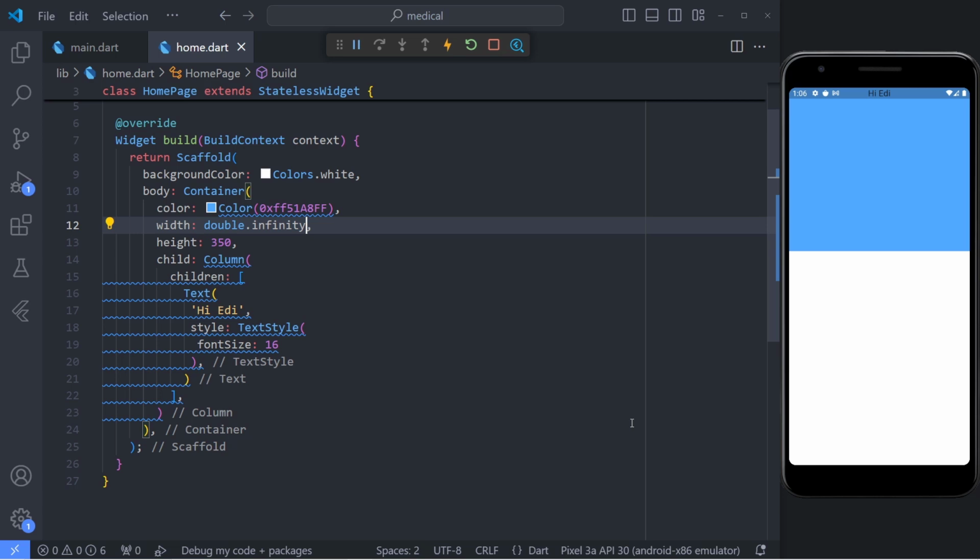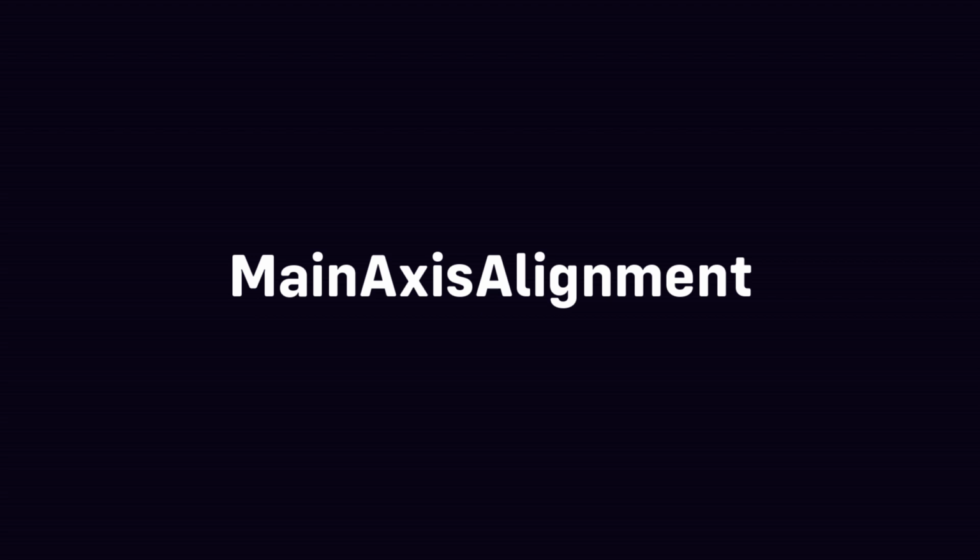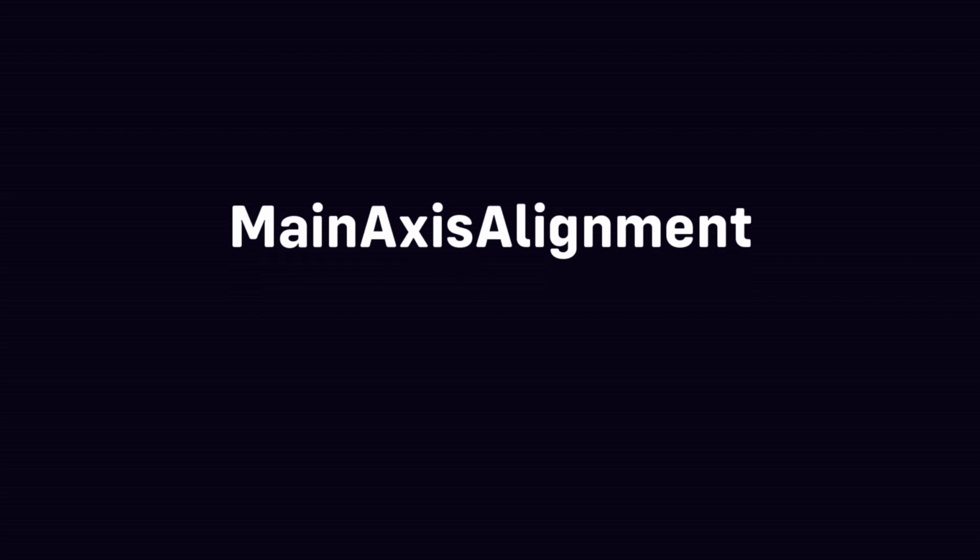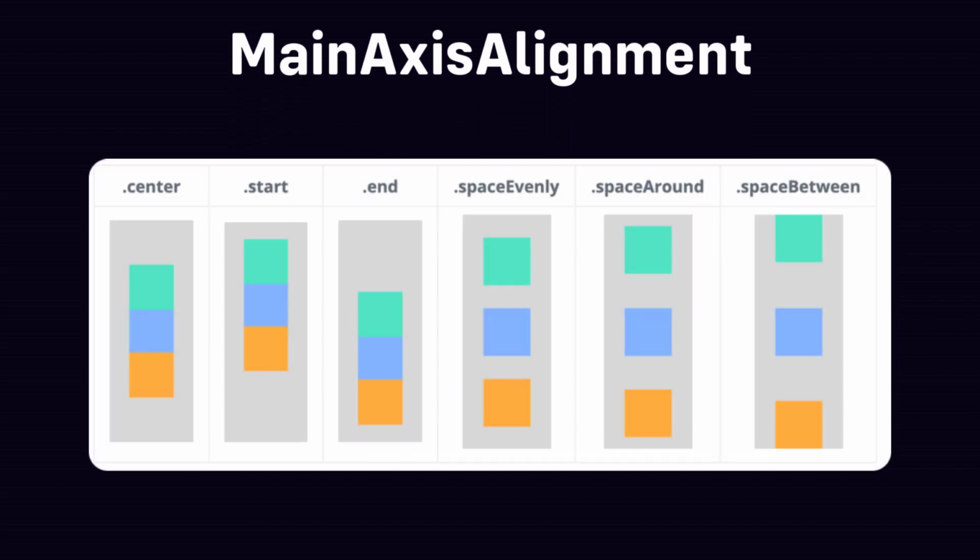In the next step, we have to move the text to the center of the container. Actually, we have to put the column in the center of the container. To do this, we can use the mainAxisAlignment property. MainAxisAlignment is used within Column to determine how its children are aligned along the vertical axis. The Column widget arranges its children vertically, and mainAxisAlignment defines how much space each child should take up and where they should be positioned along this axis.